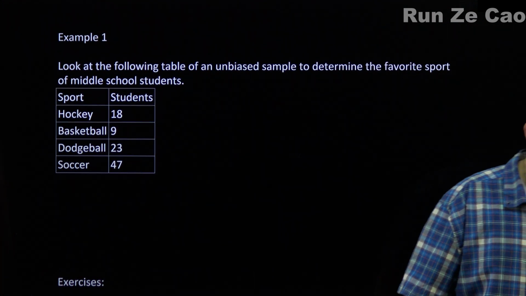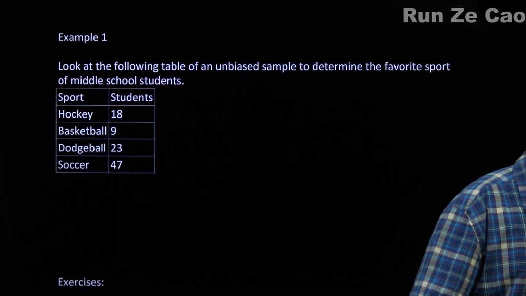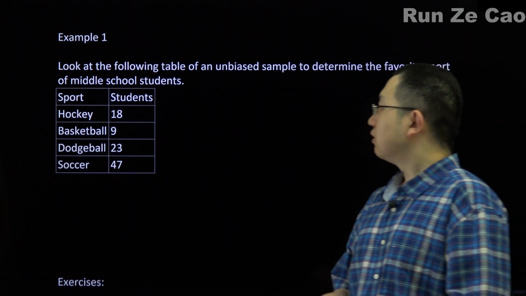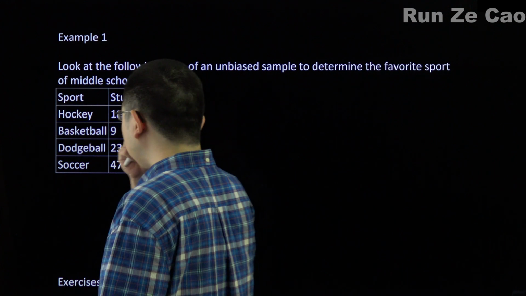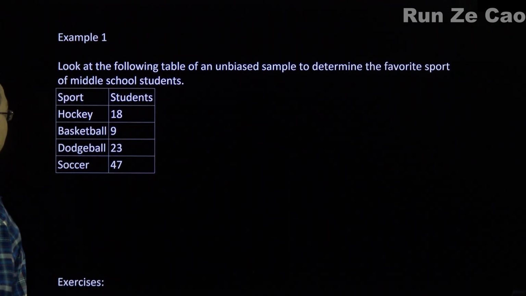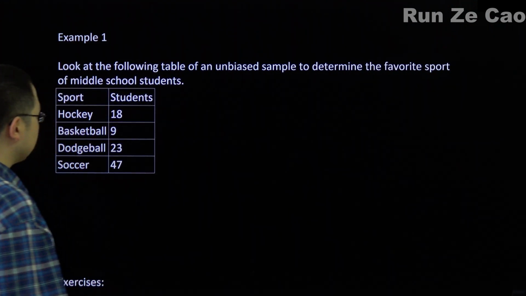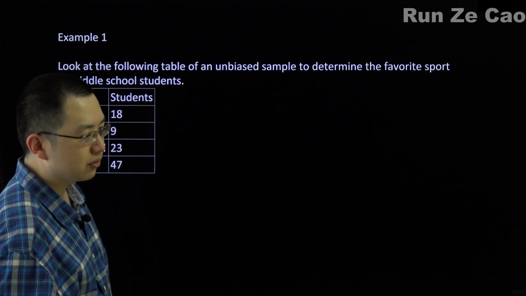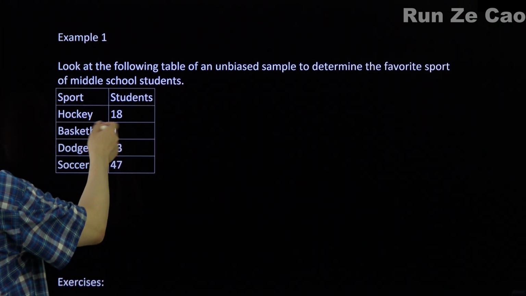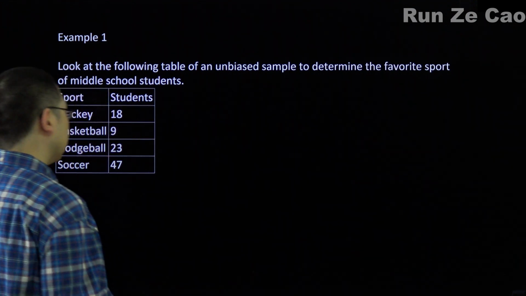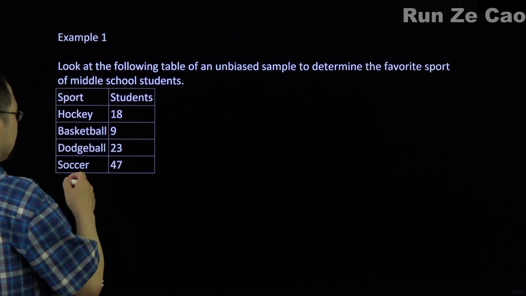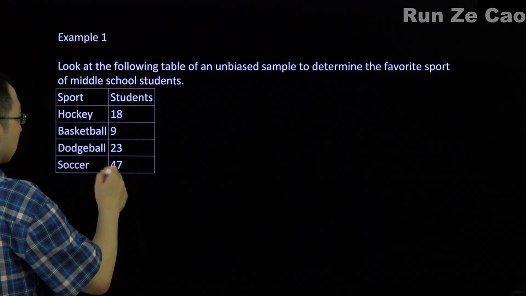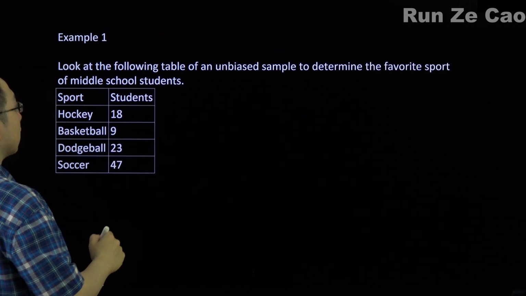Example 1. Look at the following table of an unbiased sample to determine the favorite sport of middle school students. Well, hockey, there were a lot of people who liked that. Basketball, not so much. Dodgeball, oh, there's even more people who liked it than hockey. Probably because even in Canada you can only play hockey in part of the year, whereas dodgeball you can play whenever. Soccer, oh, hey, a lot of students like soccer, more than any other category.